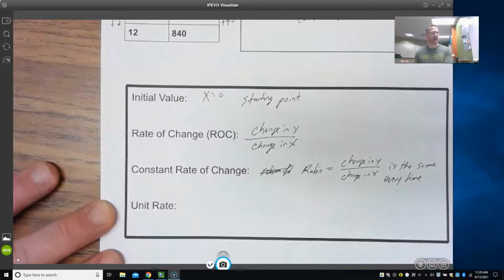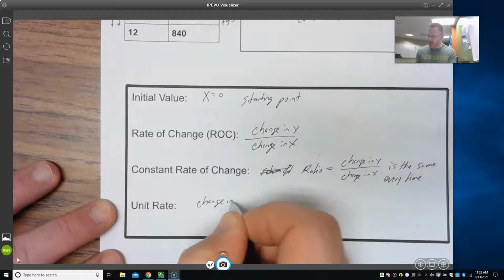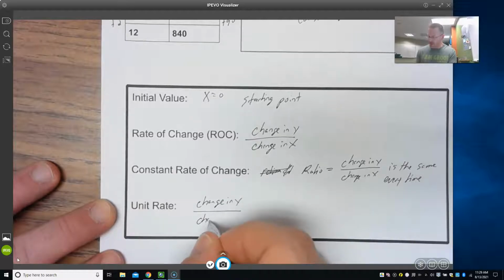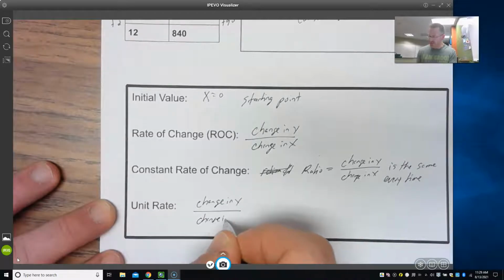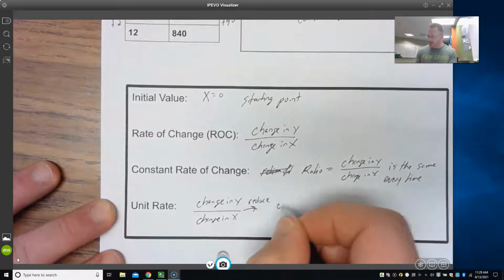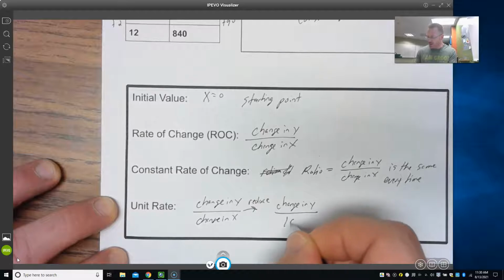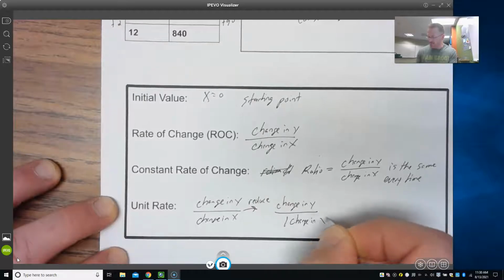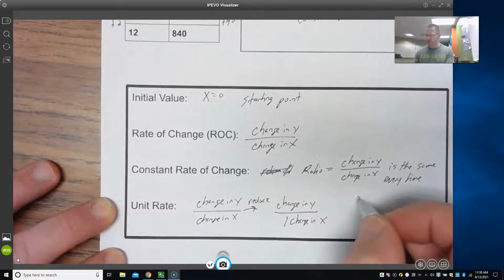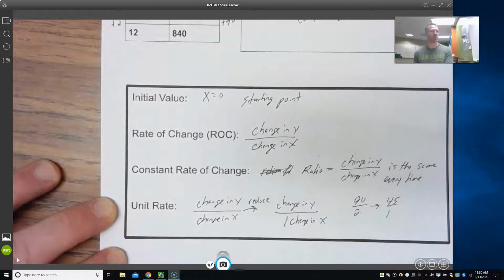And we saw that above, right? 90 to 2, 90 to 2. And then once again, unit rate is when we take our change in y to our change in x, and we reduce to get our change in y per 1 change in x, just like we saw before. So we had 90 to 2, we reduced that to 45 to 1.